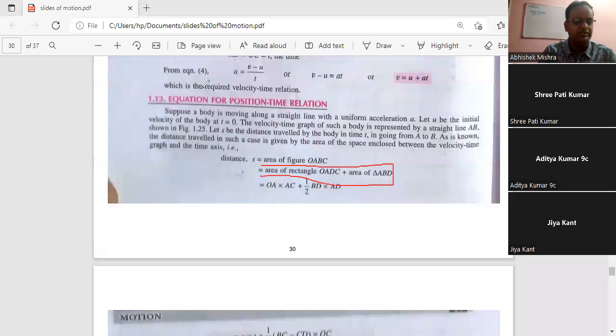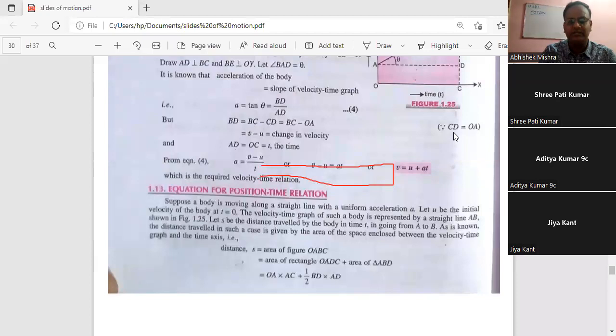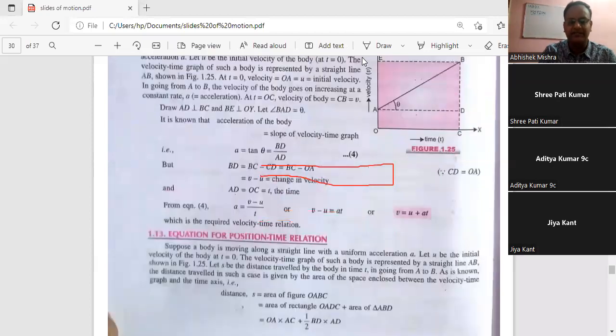Okay, Jyoti said clear. Shripati said yes, sir. Okay, fine. Now we will calculate the area of the rectangle. Area of the rectangle is length into breadth. So if we say this is the triangle and this is the rectangle, then you can see, let me first reduce the size of the page.